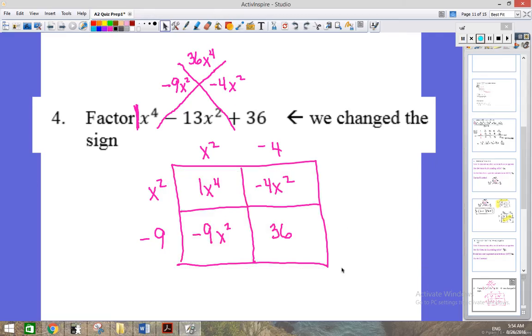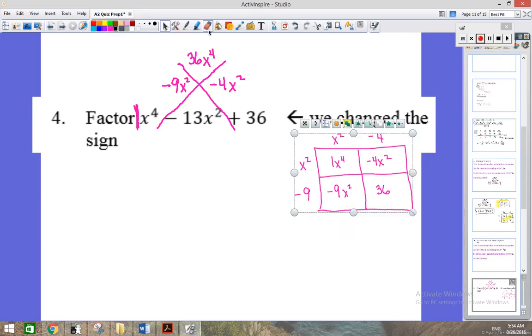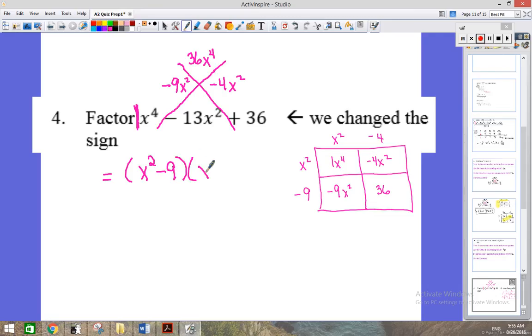I want to get that out of my way a little bit. This trinomial factors into the two binomials x squared minus 9 and x squared minus 4.